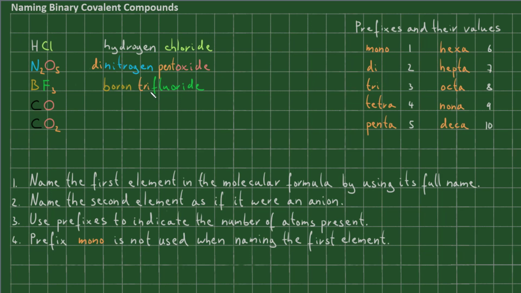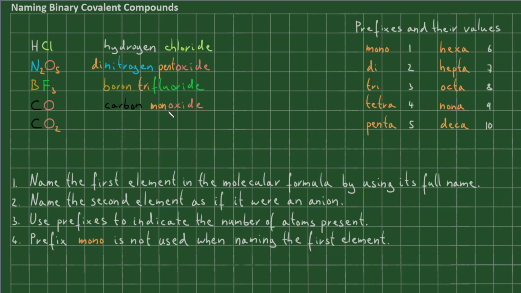Okay, with that in mind, let's look at CO. Based on the first 2 guidelines, I can already write carbon oxide. Based on the third guideline, I should use prefixes to indicate the number of atoms present. But based on the fourth guideline, I do not need the prefix mono for the first element. However, I do need it for the second one. So this oxide is actually monoxide. Note again that I have dropped the final O from mono in order to avoid awkward pronunciation. Rather than monooxide, we say monoxide.